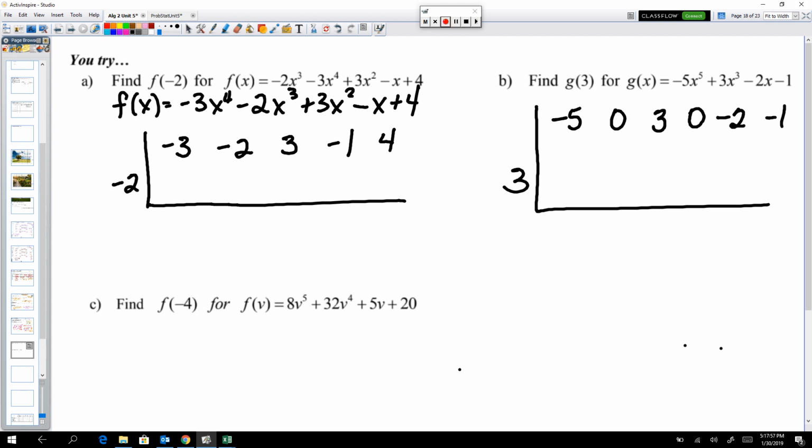Go ahead and try A, B, and C. So you have those setups. Pause the video and go ahead and try A, B, and C, and then restart the video to see the answers.